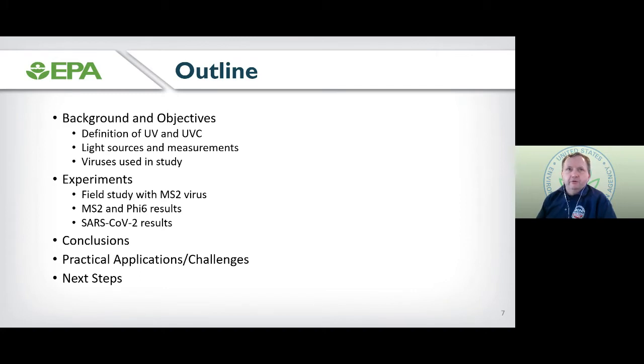And then we'll talk about the data that we have collected for the MS2 virus as a surrogate, as well as SARS-CoV-2 in relation to UVC disinfection. We'll conclude this presentation with the conclusions and some practical applications and challenges that we have identified and the next steps that are to be done for the research.